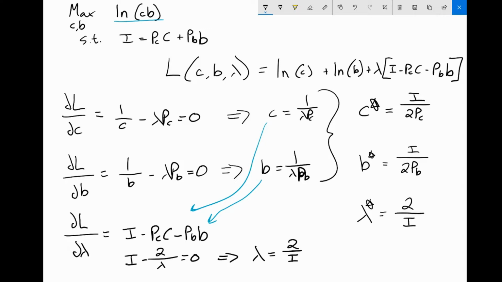Okay, so here we go. Here are our optimal values. Now, we've just maximized this utility function. We have just identified the number of cups of coffee, the number of bagels, and then the Lagrange multiplier that maximize this utility function, that maximize this Lagrangian function.